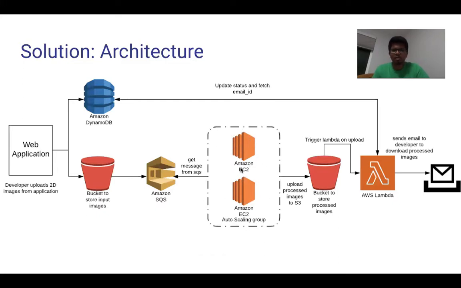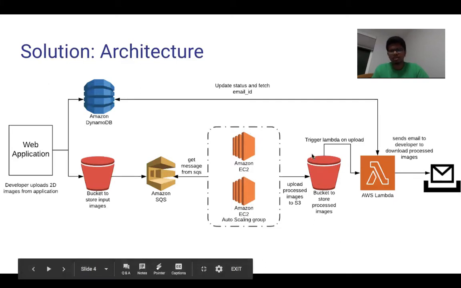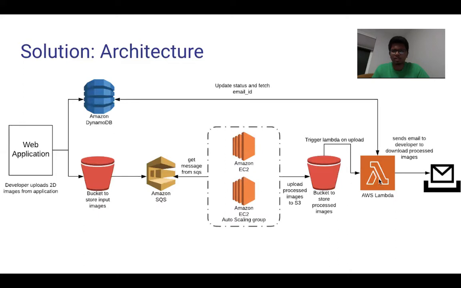But for now, let's imagine that the EC2s have processed the image. Once processed, all these images are stored inside another S3 bucket, and the S3 bucket will trigger a Lambda, which basically updates the status of processing in the DynamoDB. So it'll actually update the message as processed.